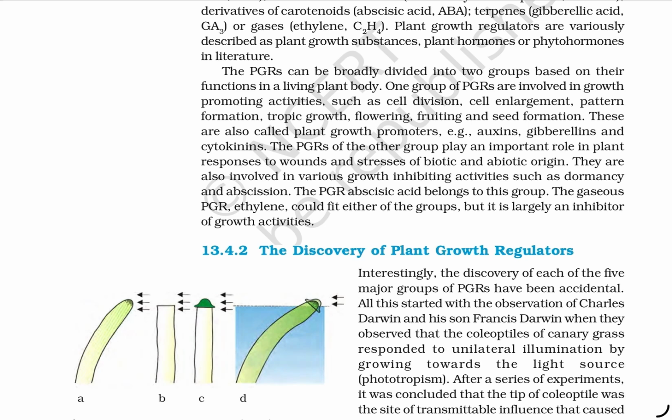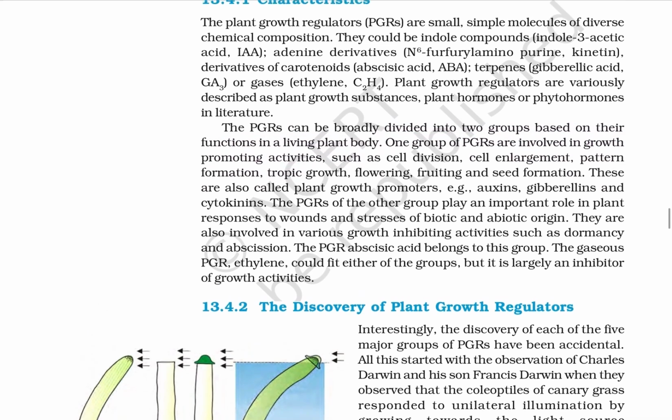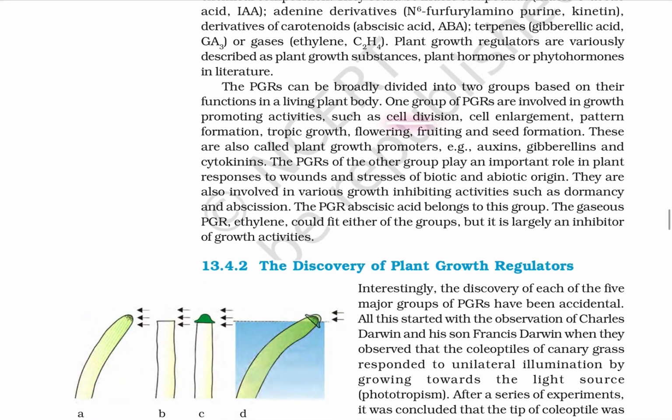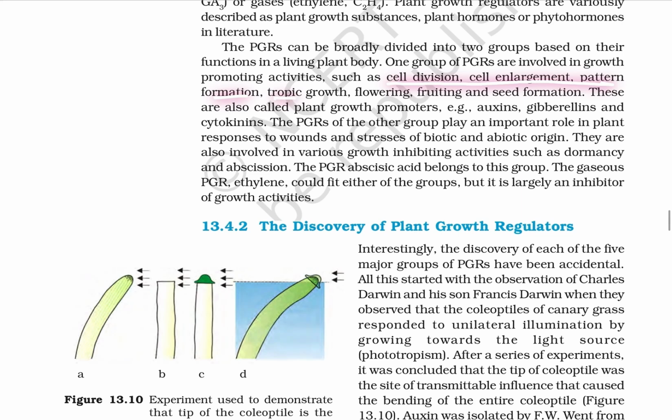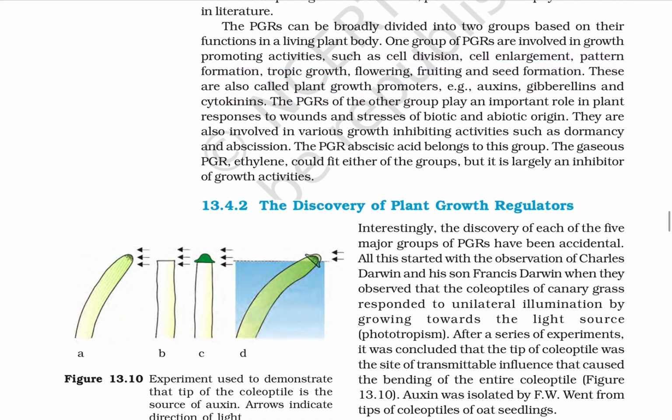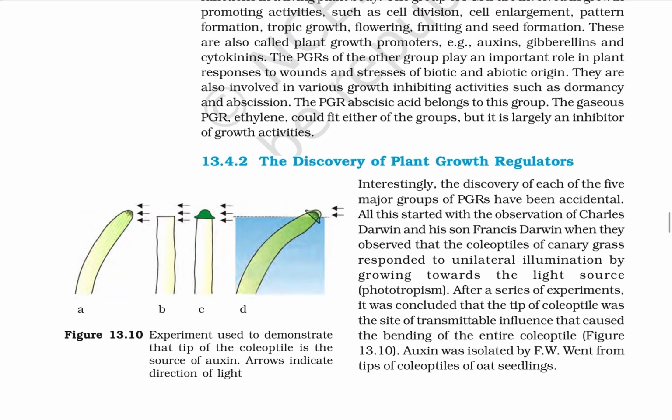The PGRs can be broadly divided into two groups based on their functions in the living body. One kind of PGRs are involved in growth promoting activities such as cell division, cell enlargement, pattern formation, tropic growth, flowering, fruiting and seed formation. These are also called plant growth promoters: auxins, gibberellins and cytokinins.